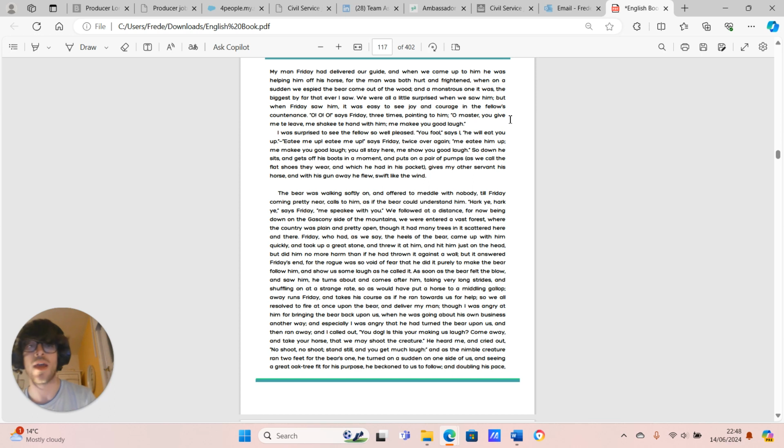Use the context. It was easy to see joy and courage. Where might you see joy and courage in a person? Where is it obvious to see joy and courage? Maybe their body, even more obvious, their face. Their facial expression. That's how we use context to define words. What might a countenance be? Where might you see the joy?